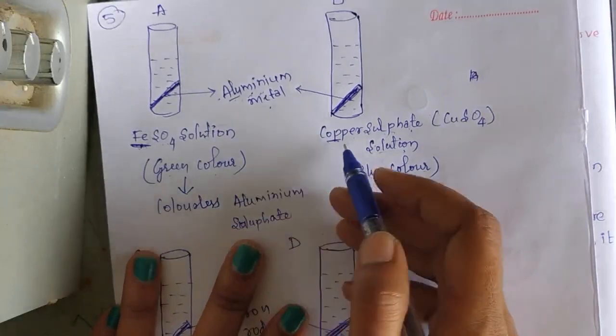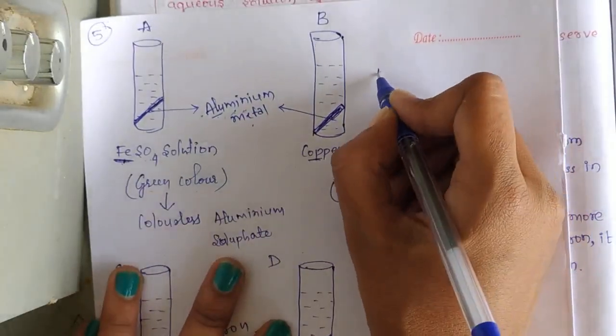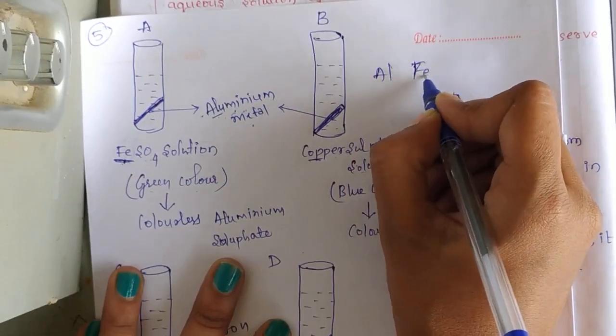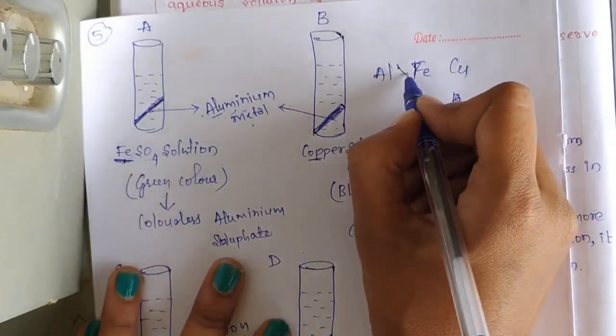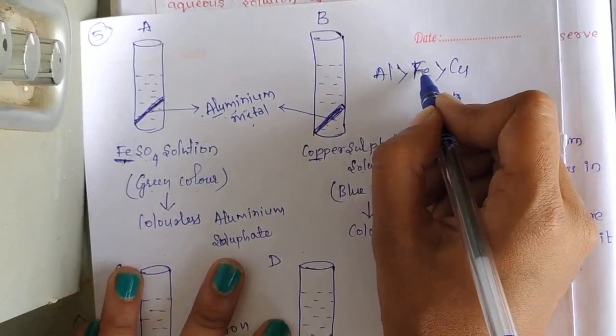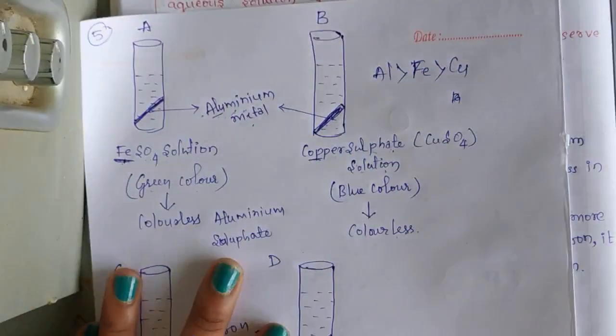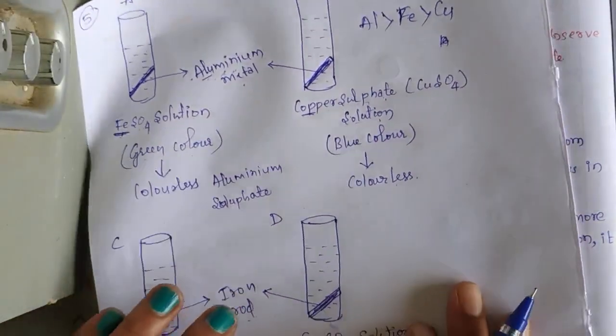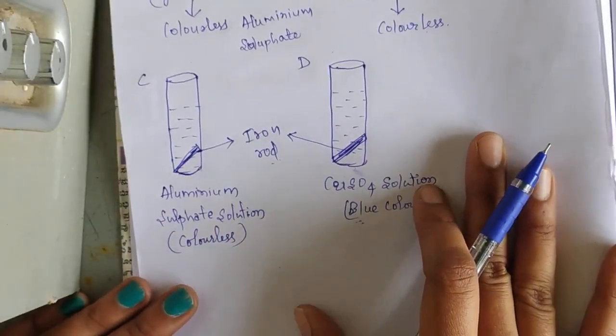Okay, among these three metals, when you compare the reactivity of aluminum, iron and copper, aluminum is more reactive than the iron and copper. Okay, aluminum is more reactive than iron and copper. We'll see test tubes C and D.